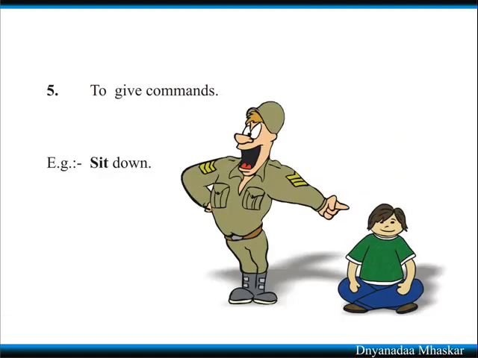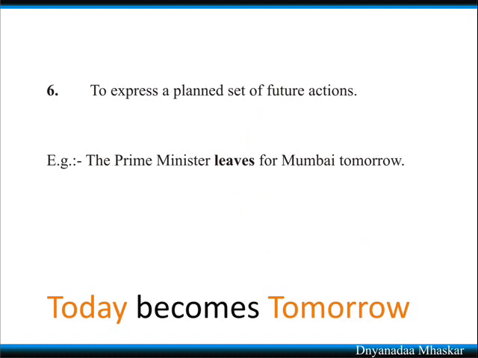The fifth use is to give commands. Sit down. Sit is the verb. The sixth use is to express a planned set of future actions. Example: The Prime Minister leaves for Mumbai tomorrow. Here the verb used is leaves. So we plan many activities; they are planned in the present, but they are meant for the future.